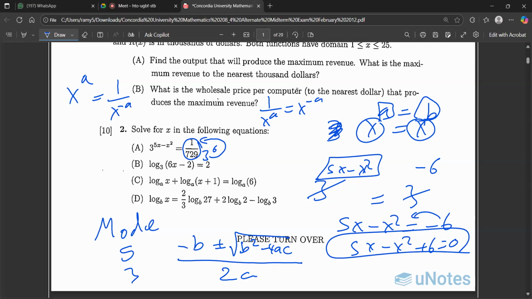Then you will be able to solve it like this and get the two values for x. But be careful about something. When you know the two values of x, try them in the original one to make sure it is 1 over 729, okay? Because sometimes one of the solutions makes an error. So you must make sure that both of them work accurately.